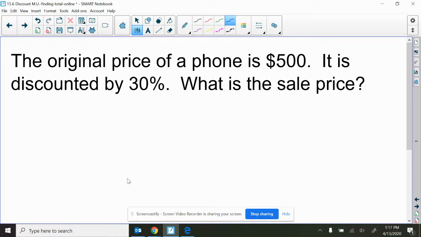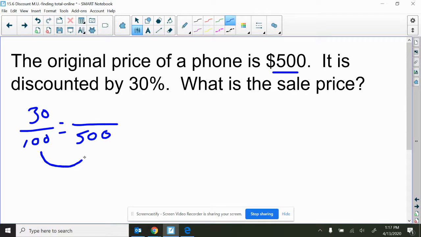Next one, we have a phone. And this phone was going the opposite way. This phone was on sale, so it was discounted by 30%. So what we need to do first is to find our 30% of 500. Another one that's pretty straightforward. We go from 100 to 500 times 5. 30 times 5 is $150.